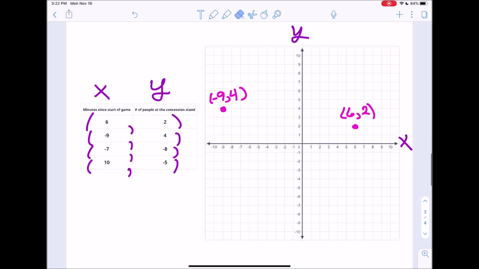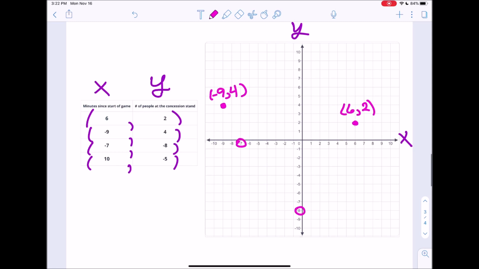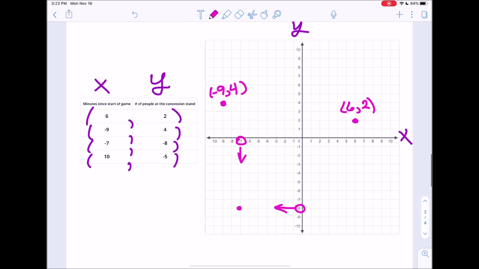Next, I have -7, -8. So I'm going to find my -7 for X, my -8 for Y. Now I'm going to follow the lines until they meet. So I'm going to go straight down following this line for 7 and straight to the right, or I'm sorry, the left following the line for -8 until they meet, and they meet right here. So here's my -7, -8.